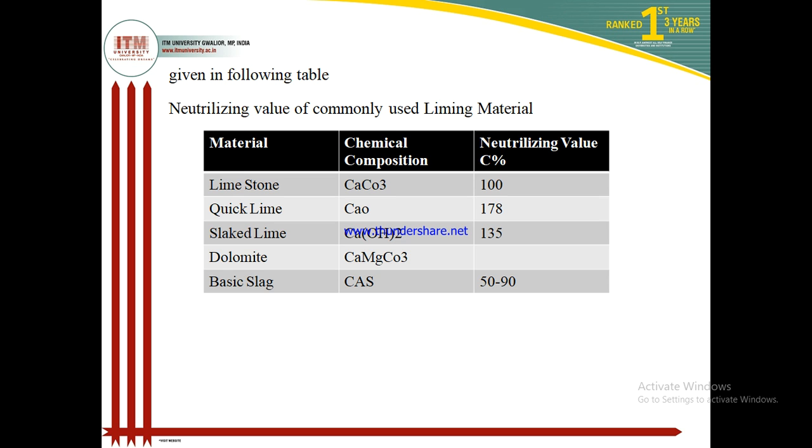One is limestone, that is calcium carbonate, with a neutralizing value of 100%. Quicklime, this is CaO, has a neutralizing value of 178. Slaked lime, Ca(OH)2, is 135%, and dolomite, calcium magnesium carbonate, is 153. Basic slag is about 50%.